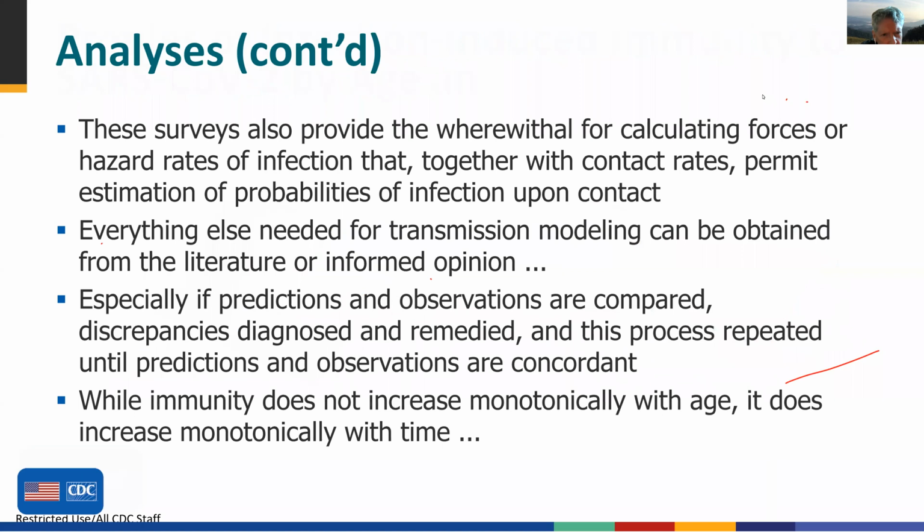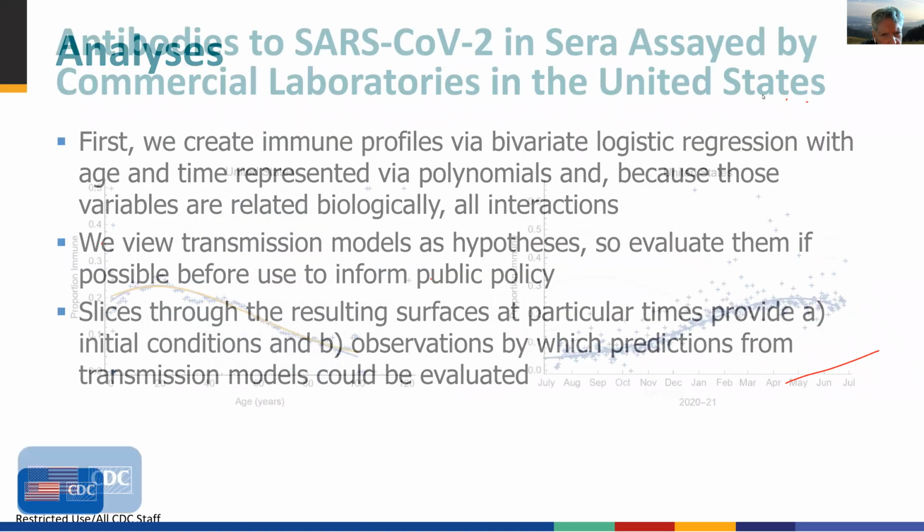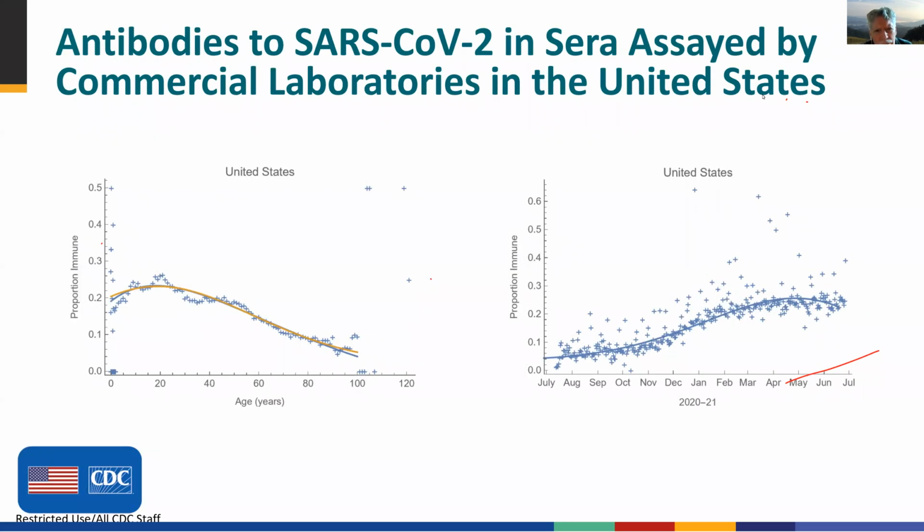So even though immunity is expected to increase over time, if you neglect births into the population, it seems like as time goes on, there might be a systematic underestimation of cumulative attack rate, right?